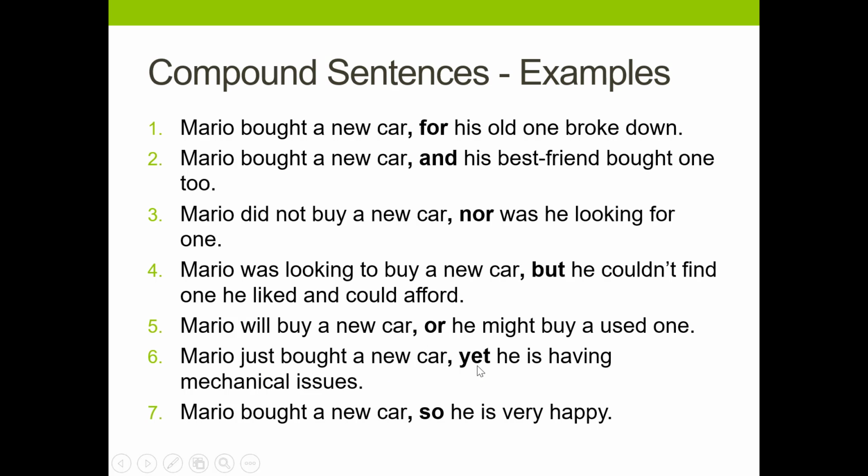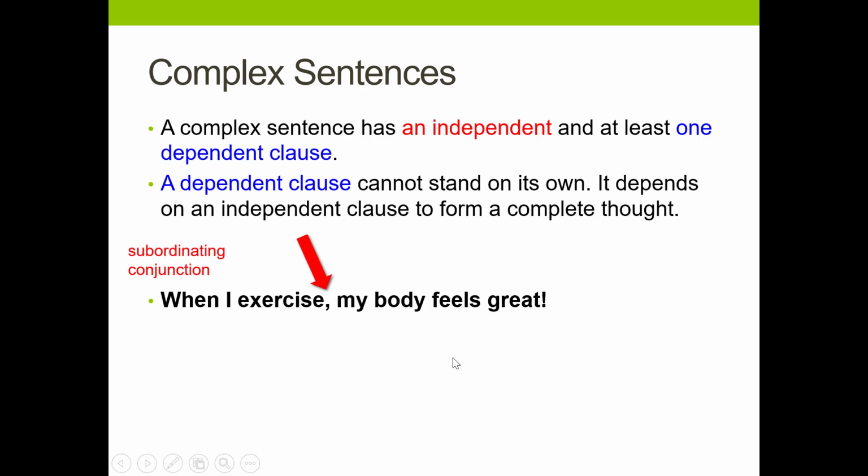Mario just bought a car, yet he is having mechanical issues. Yet means but. And so means as a result. Mario bought a new car, so, or as a result, he is very happy. So these combine 2 simple sentences. You put a comma in one of these coordinating conjunctions.